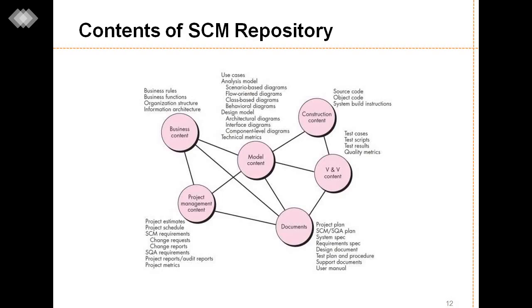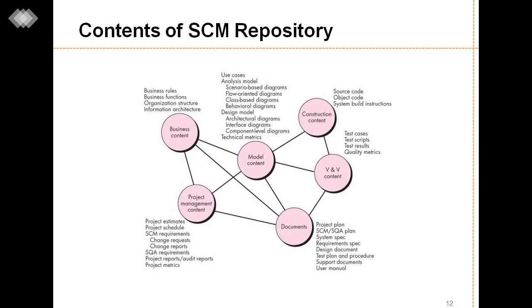In business contents, business rules, business functions, organization structures and information architectures are included. Project management contents are related to project estimates, project schedules, project reports and audit reports, and SCM requirements related to change requests, change reports, and project metrics.